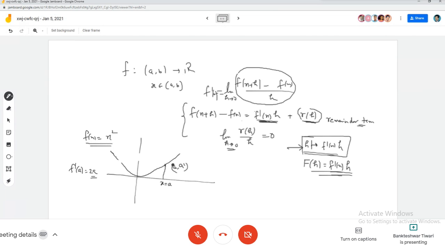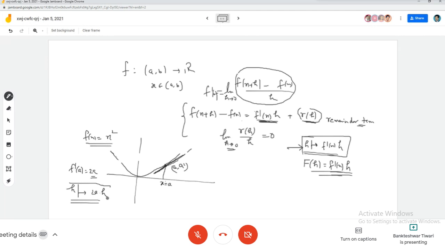Now, what is its derivative at this point? For me, the derivative is this function: h goes to 2A into h. If you plot the graph of this function, h goes to 2A into h, this is actually the tangent line to this graph of the function at the point x equal to A. This will be the tangent line.